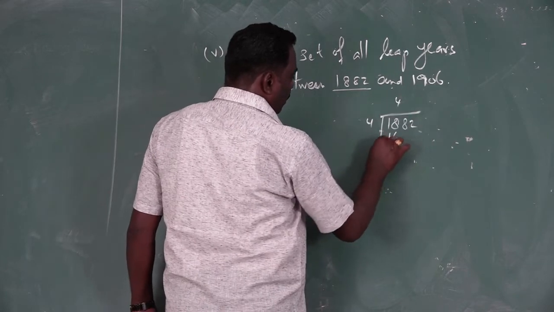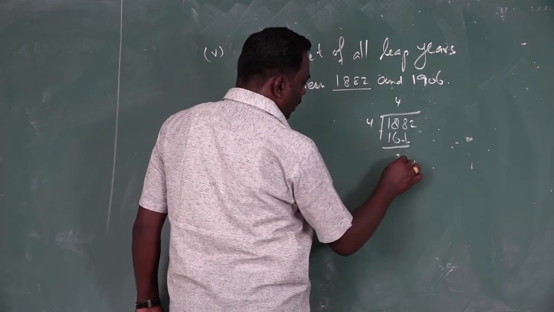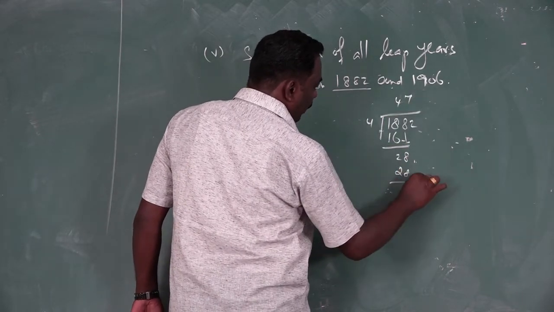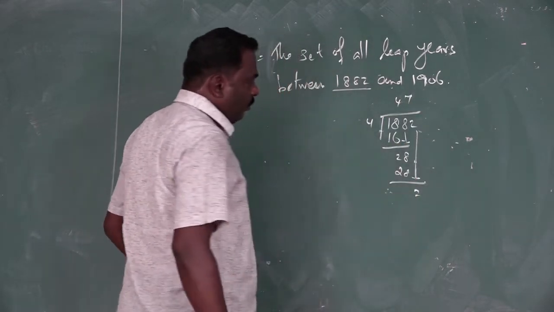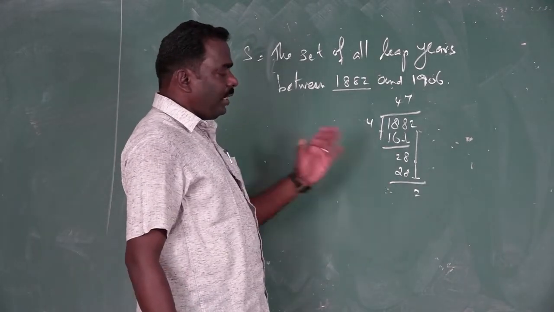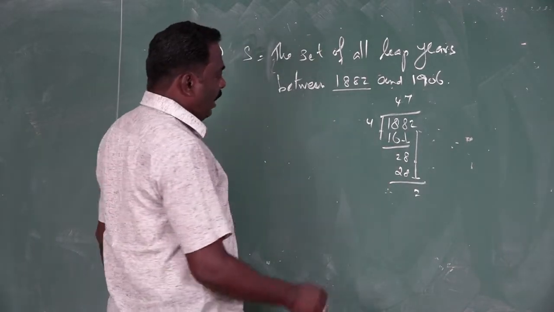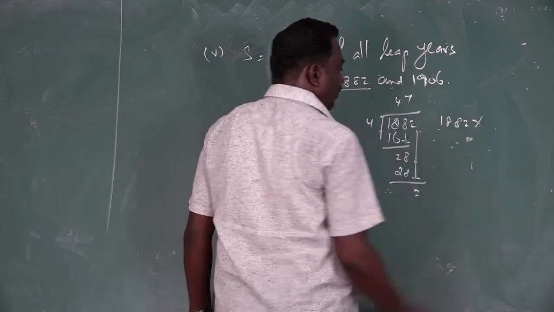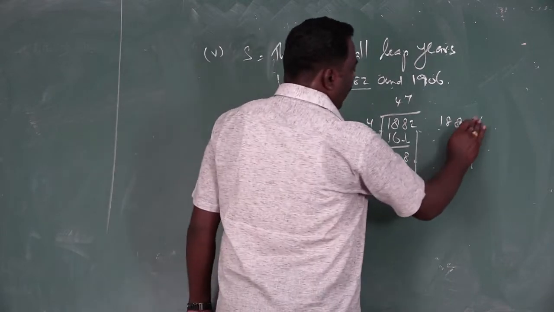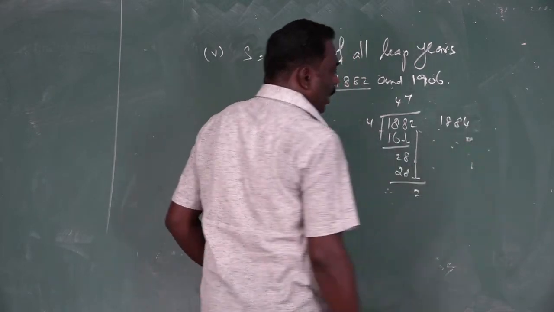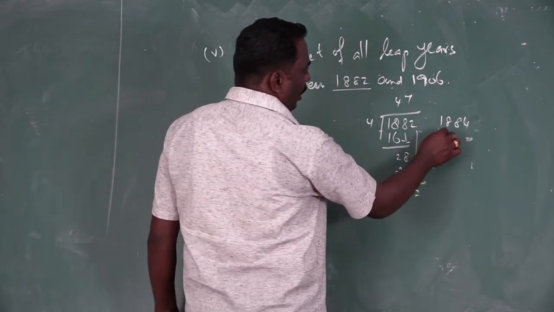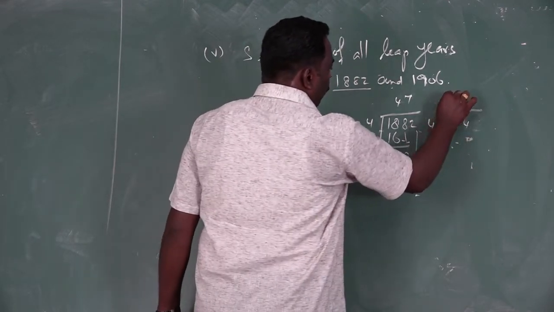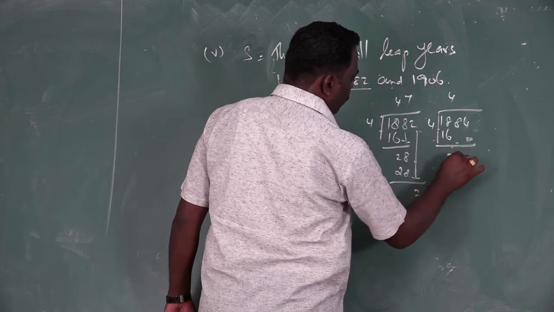4 times 4 is 16, remainder 2, next number is 28. 7 times 4 is 28, then 0, then the next number is 2. Therefore, 2 is not divisible by 4. Therefore it is not exactly divisible. Therefore, the number 1882 is not divisible by 4. Supposing we add 2, we get the number 1884, and divide it by 4: 4 times 4 is 16, remainder 2, 8.